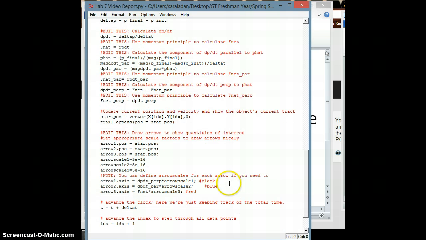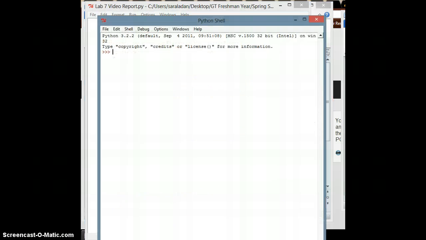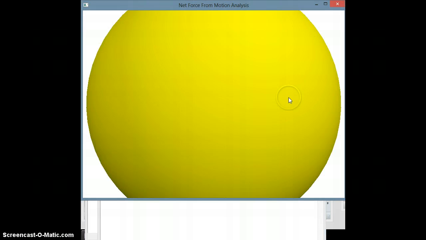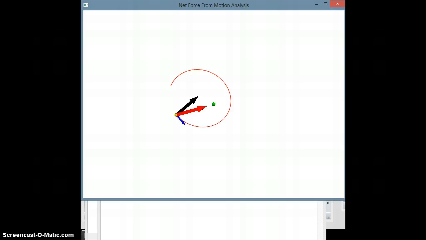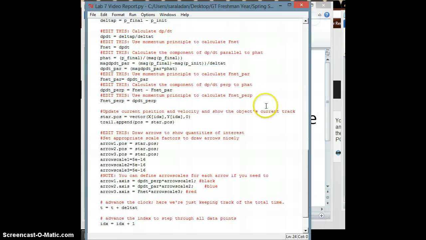The black arrow shows the dp dt perpendicular to motion. The blue arrow is going to show the dp dt parallel to motion, and the red arrow is going to show the net force. So the model is right here. So this is the model, and as you can see, right here is the printed mass, and I'm going to show you how you can solve for it.